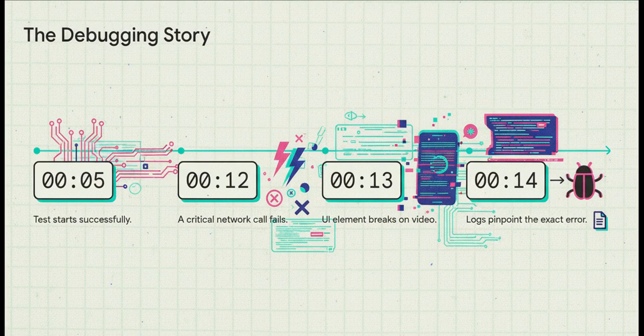You can literally watch the moment a network call fails, see the UI element break on the video a split second later, and then jump right to the exact error in the logs that caused it. It turns what used to be hours of detective work into just a few minutes.